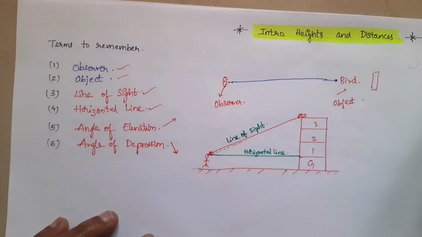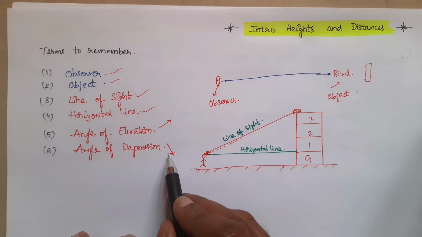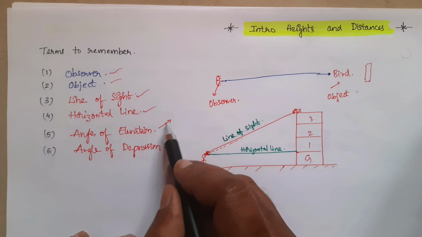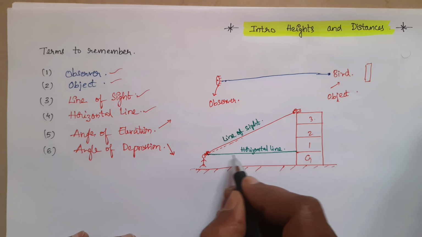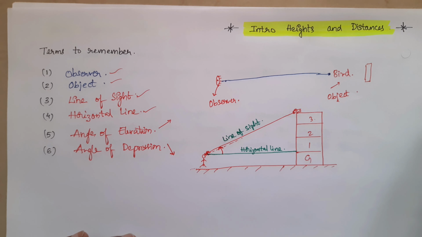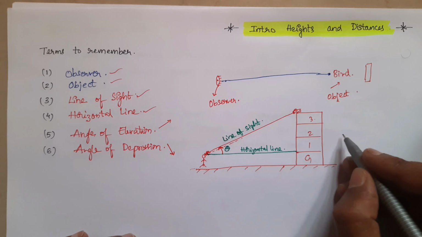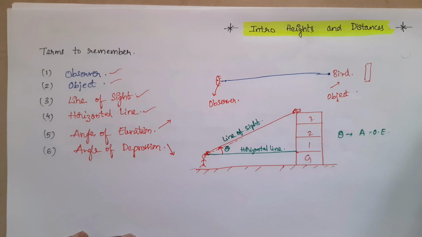When we are depressed, we will be sad. When we feel sad, we will look down, right? So similarly, angle of depression means when we see downwards. Angle of elevation means when we elevate, nothing but when we see upwards. So here the angle formed between the horizontal line and the line of sight, that theta, we will consider as angle of elevation, nothing but AOE, right? So this is called angle of elevation.